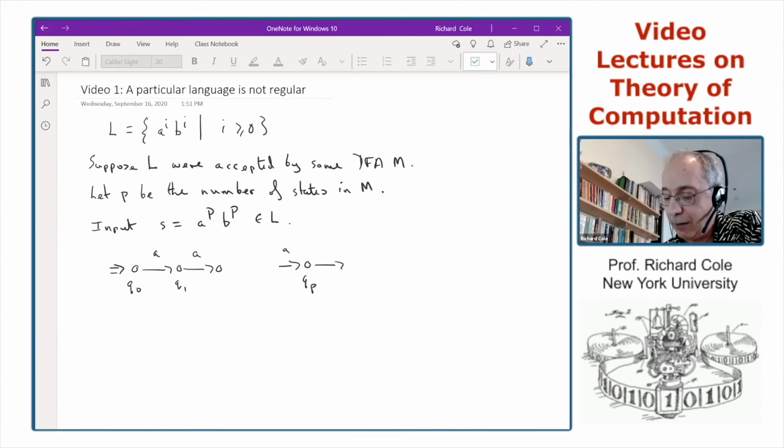And now we keep going and we read the B's. And eventually we read P B's, and let's call the state we've reached at that point Q2P. The important point, of course, is as this string is in the language, we reach an accepting state. Now, this machine, by assumption, has only P states. That means there's got to be a lot of repetitions in this sequence of states.